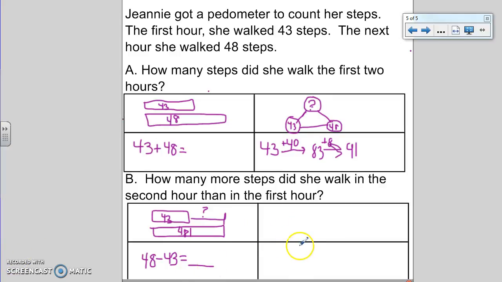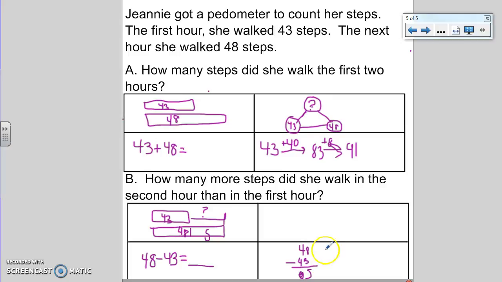Alright, now that you've solved this, I'm going to solve this one in vertical form. So I'm going to make sure my 1s are lined up and my 10s are lined up. 8 minus 3 is 5. 4 minus 4 is 0. So she walked 5 more steps the second hour than the first hour. That's a 0. So Jeannie walked 5 more steps the second hour than the first hour.